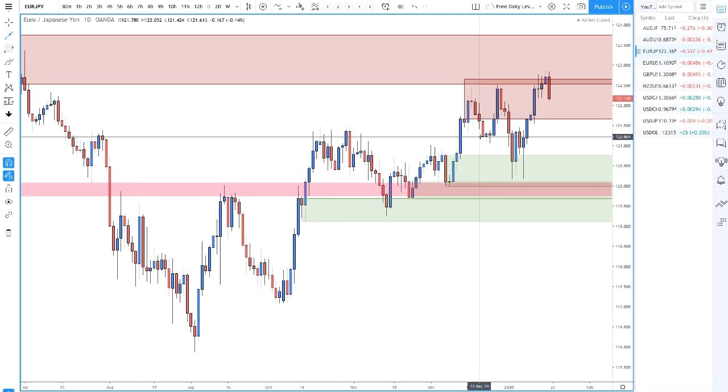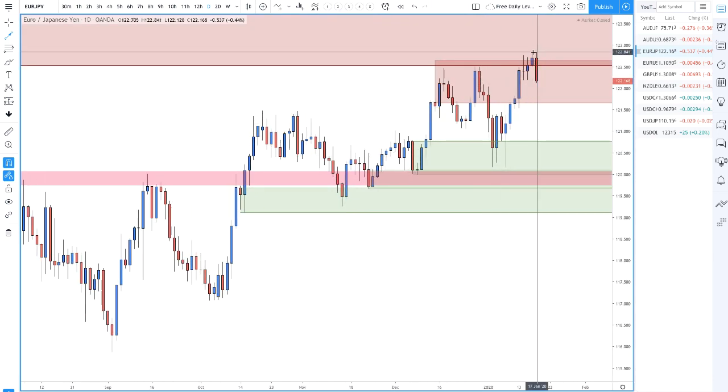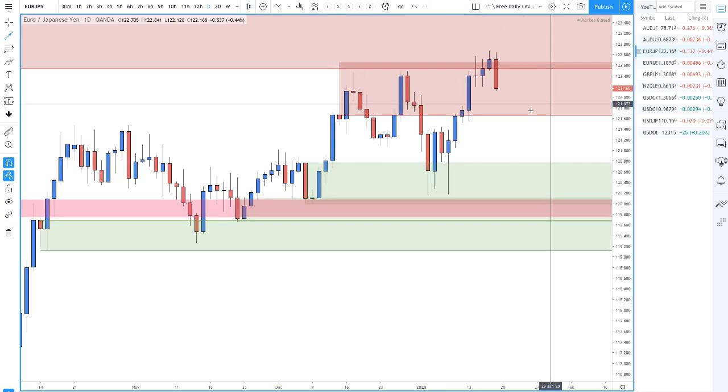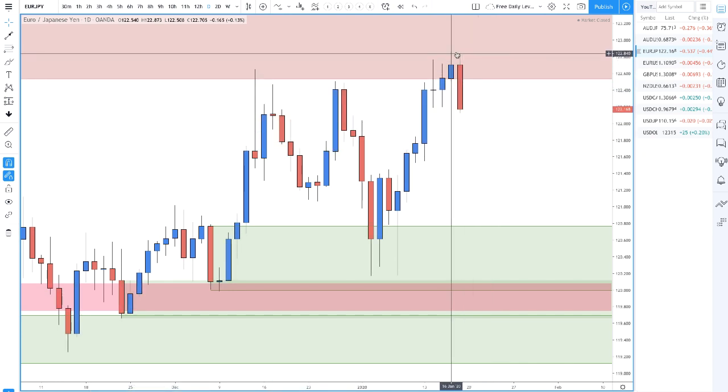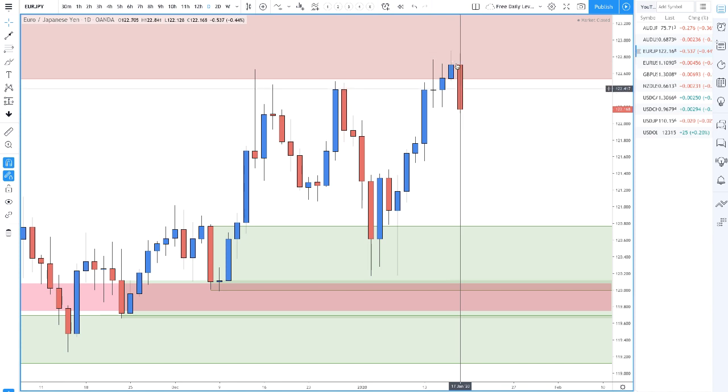Euro yen prices came up into this higher area of supply. I actually got stopped out of this trade by literally the spread, about a pip and a half or something like that. I was short on this. There are some traders still short here in the group who used a wider stop than me, and they're still in this trade. So well done to them.